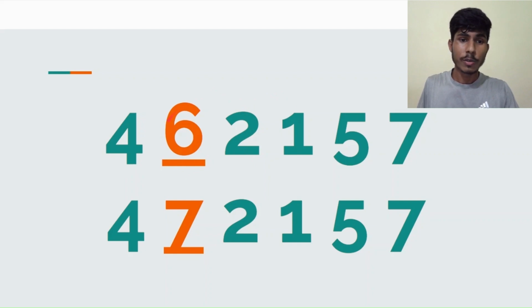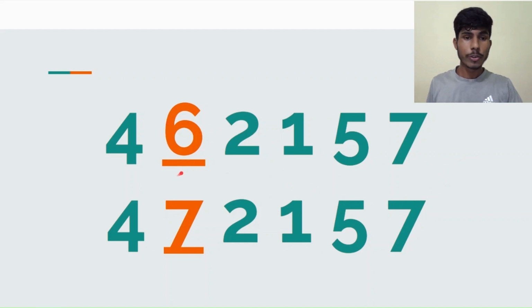If you change this number to its next number, that is 7, the total value will change by 10,000. That is the reason 6 is said to be in 10,000s place. Okay? See, if you change this 6 to 7, you will get 472157. That is 4,72,157. And the total value is changed from 4,62,157 to 4,72,157. That is, it is changed by 10,000 numbers. That is the reason this is said to be 10,000's place.